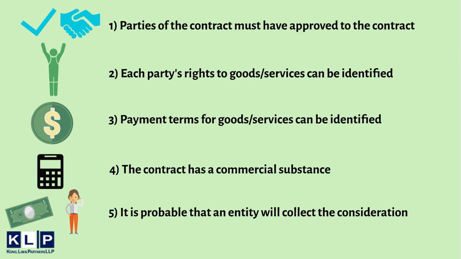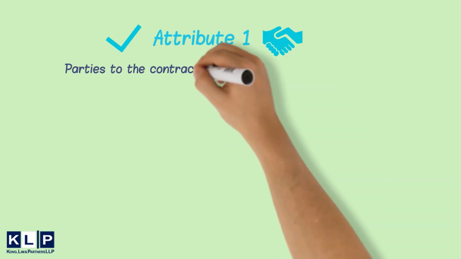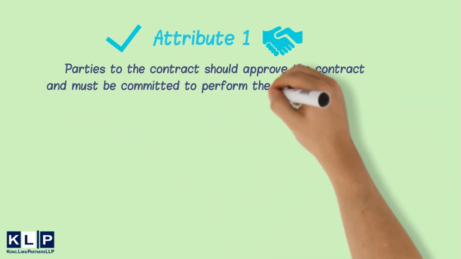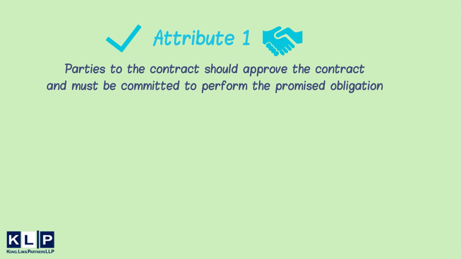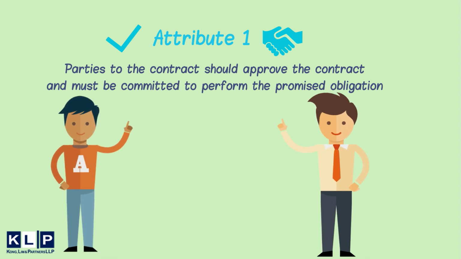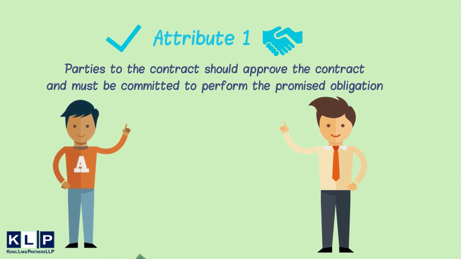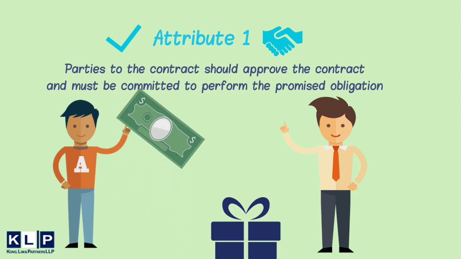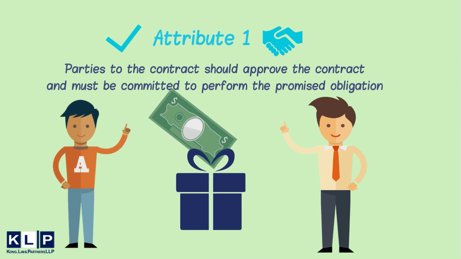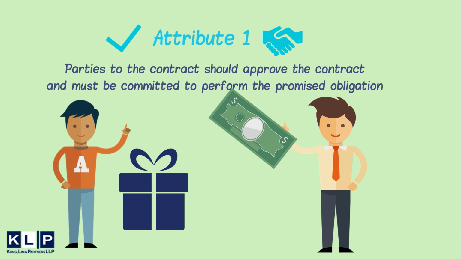Here, we will go through in detail what each attribute means and what to do when not all the attributes can be met. Attribute number 1 is that parties to the contract should approve the contract and must be committed to perform their promised obligations. This means that the buyer has the obligation to pay the seller and the seller has the obligation to deliver the goods or service to the buyer.